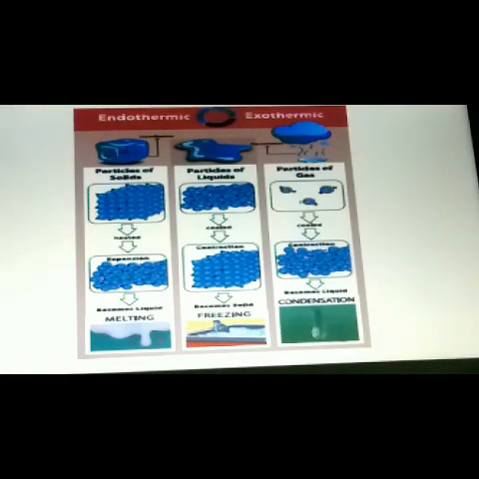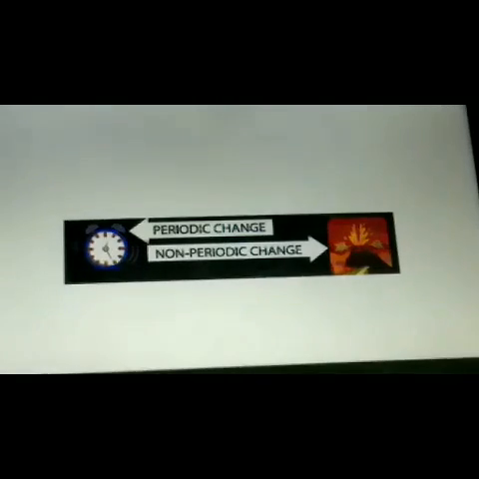So in case of exothermic change, what will happen? Heat will be released, while in case of endothermic change, heat will be absorbed. That is said to be the endothermic changes.